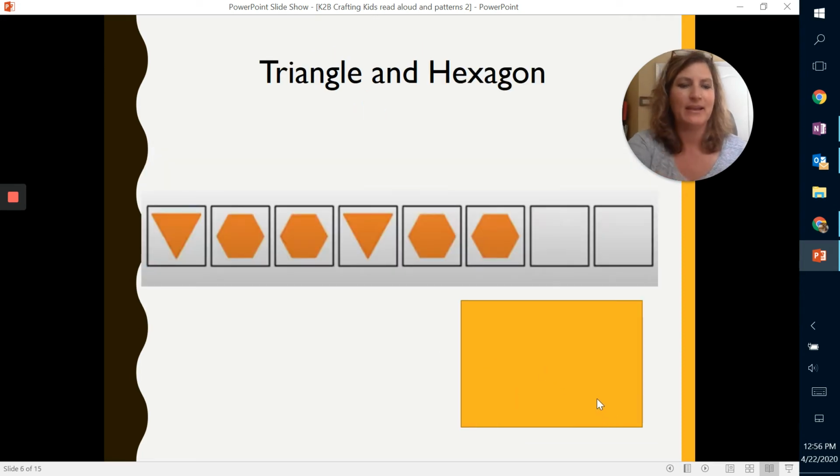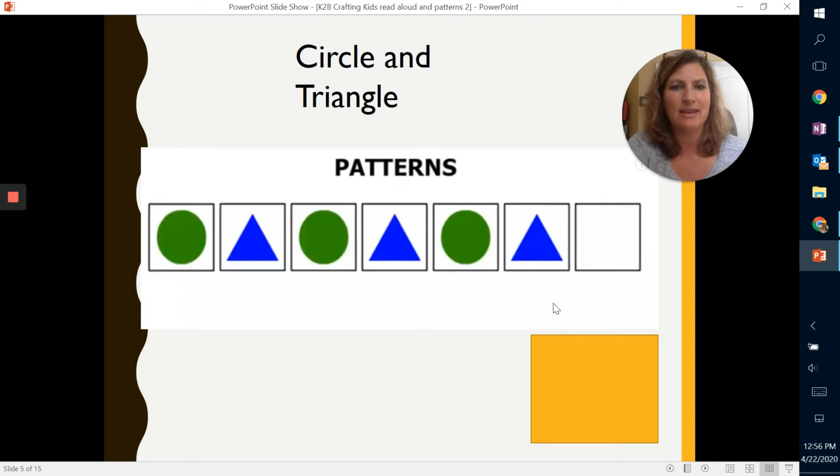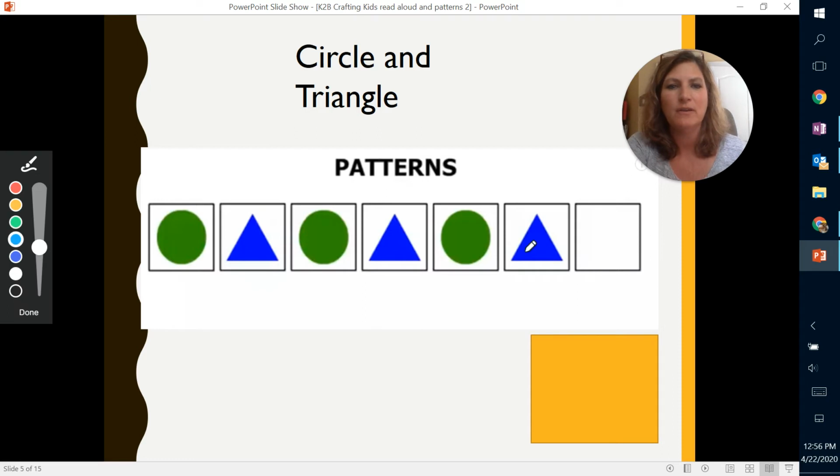Oops, let me go back. Let me see if I can get this to cooperate. This is actually a triangle. So Ms. Proctor is going to draw up here on the board. And no, I'm sorry, it is a circle. It's a circle, that's right. It's going to be a circle.